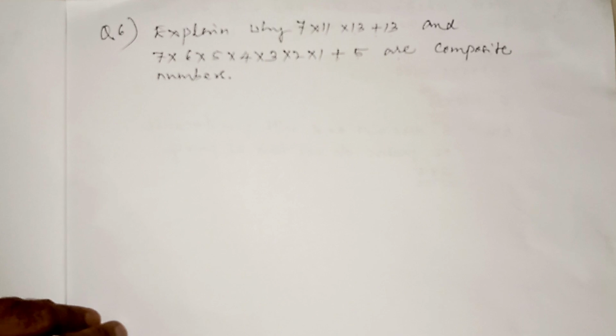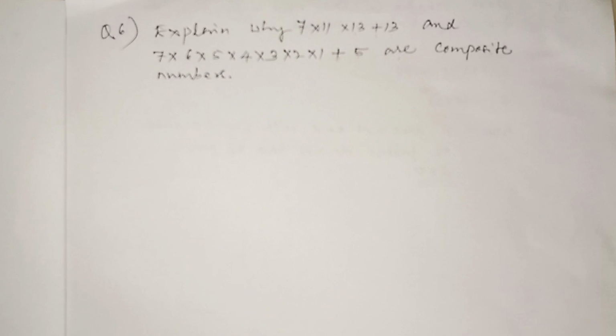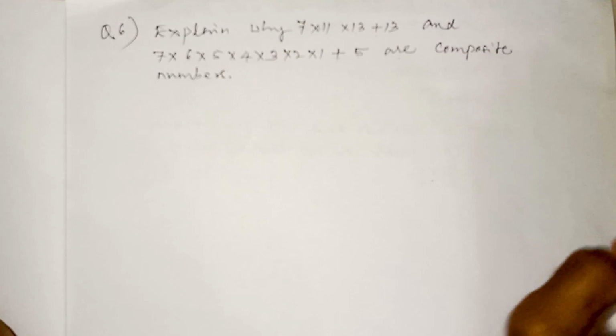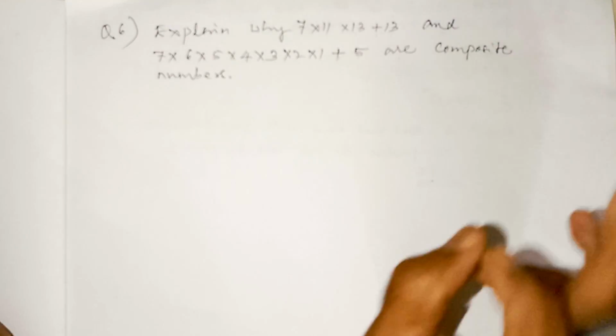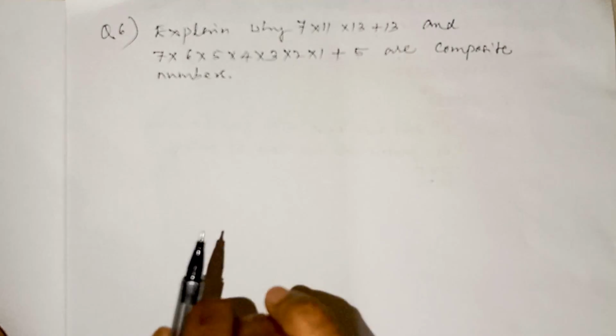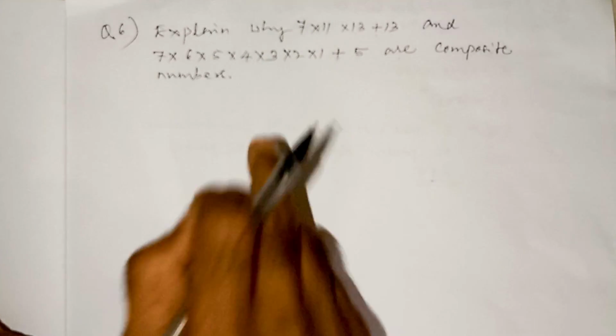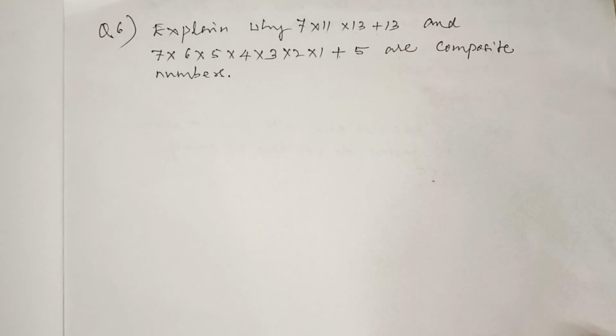I think you all know a composite number is a positive integer. Any positive integer which should have at least one divisor to divide that number other than the number itself and 1. I just give an example before answering this. Let me take another paper.